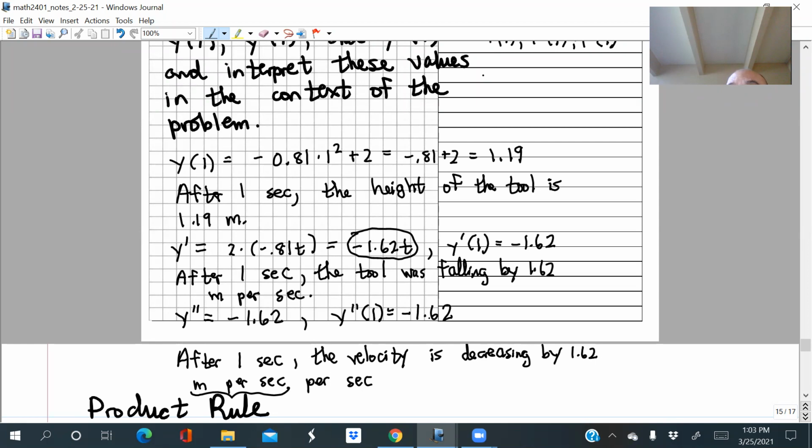Because this velocity is getting more negative. Yeah, right? It's acceleration, right? Yeah, it's actually accelerating, but it's accelerating in dropping. So the downward velocity is really getting higher. So another way to explain that is after 1 second, right? It was dropping by 1.62 meters per second, right? Okay, but it's also accelerating, right?